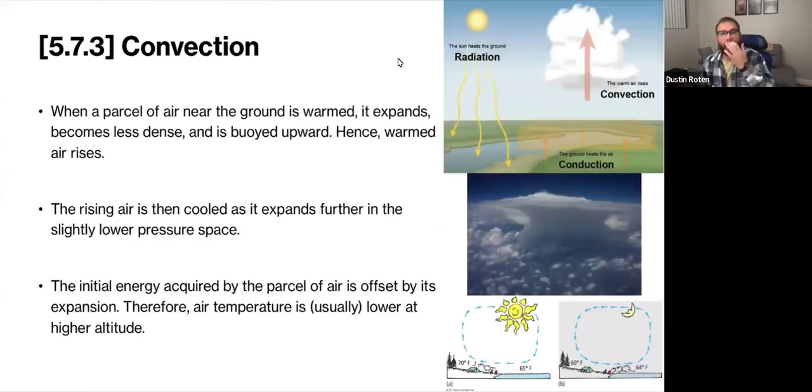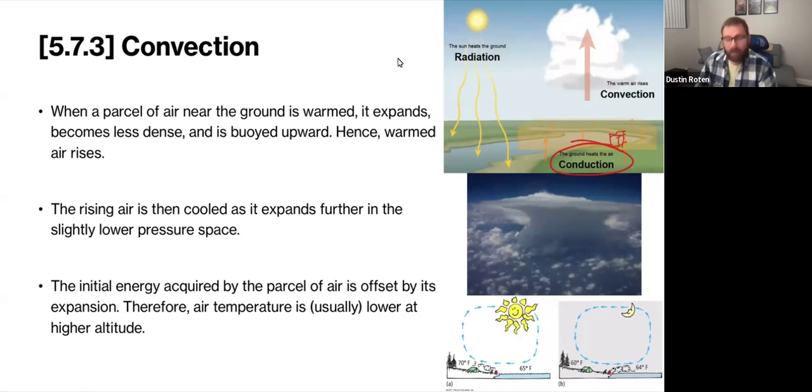Now, when a parcel of air near the ground is warmed, right? So this would actually warm by conduction. You can see that here. And of course, that's driven just by the heat from the sun. So we'll talk about that type of heating later. So when a parcel of air near the ground is warmed, it expands and becomes less dense. Okay, so here's our parcel of air.